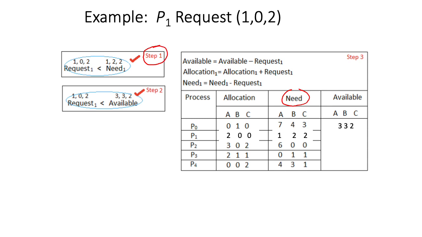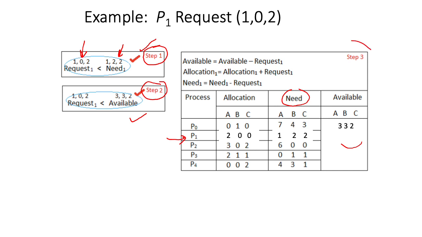So step number 1 is we have to check if the request is less than the need for that process. So the request was 102 and the current need for process P1 is 122. So it is indeed less than the current need. And then the second step is to check that the request is less than what we have currently available in the system, which is 332. It is indeed less than the current available resources.